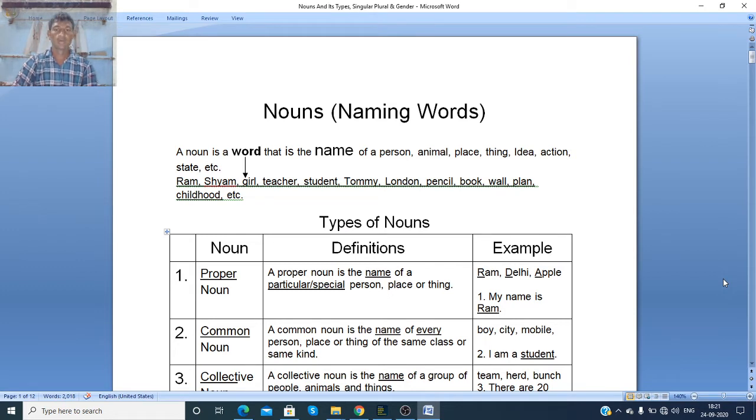Nouns. Naming words. A noun is a word that is the name of a person, animal, place, thing, idea, action, state, etc. A word that is the name of a person, like Ram, Shyam, girl, teacher, student. Animal, like Tommy. Place, like London, India, Delhi, Jaipur, Hong Kong, Switzerland, USA, etc.